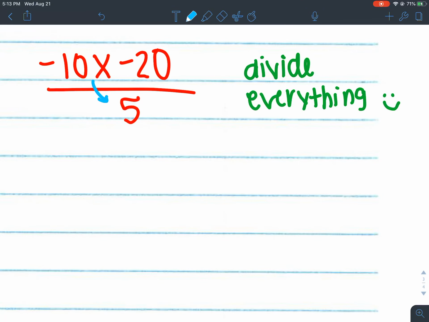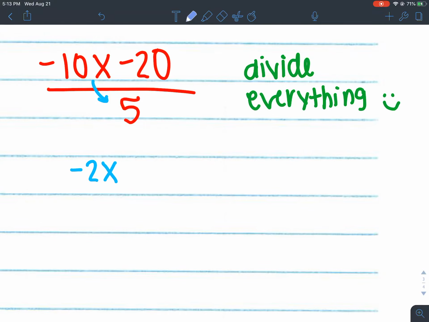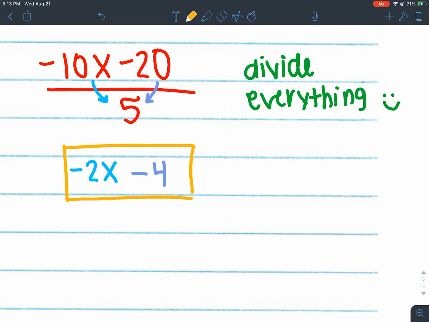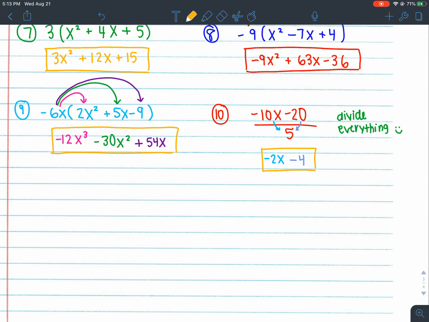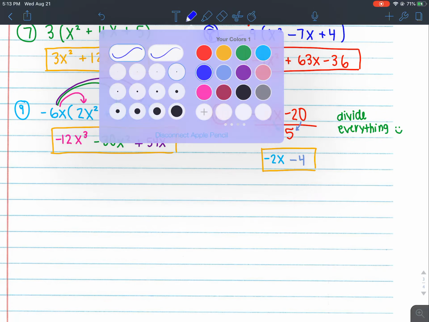Negative 10x divided by 5 is negative 2x, because negative 10 divided by 5 is negative 2. And then negative 20 divided by 5 is negative 4. I can't combine like terms, so then I'm done. And that's it. That's all division is. It just looks a little scary, but it's not too bad. And then I'm going to do one more division problem just to show you to get used to that.